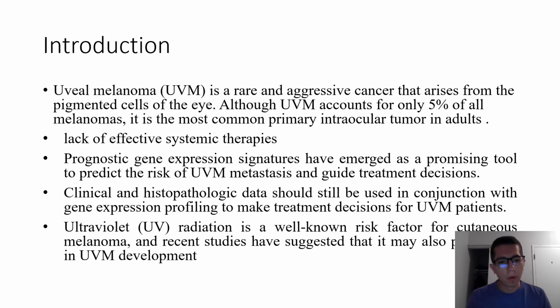A few people have attempted to build prognostic gene expression signatures, and these are promising tools to predict the risk of metastases and can guide treatment decisions. However, clinical and histopathologic data should still be used in conjunction with gene expression profiling to make treatment decisions for these patients. And as you may know, ultraviolet radiation is a well-known risk factor for cutaneous melanoma, and recent studies have suggested that it may be important for uveal melanoma as well.